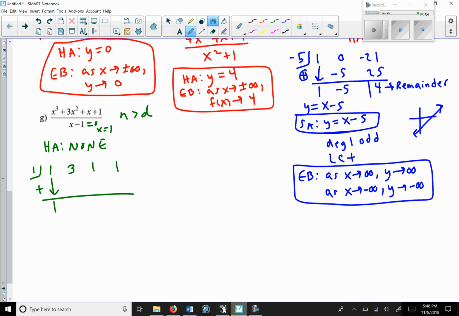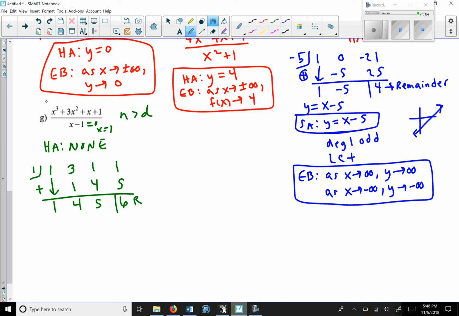So 1 times 1 is 1, 3 plus 1 is 4, 4 times 1 is 4, 4 plus 1 gives me 5, 5 times 1 is 5, and 5 plus the 1 gives me 6. And so in this case, the 6 is my remainder. But again, that's so small in comparison that it doesn't really do anything to your graph. So we're more just concerned with this part over here.